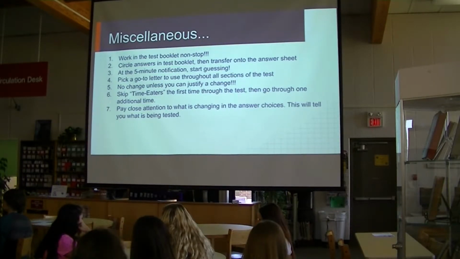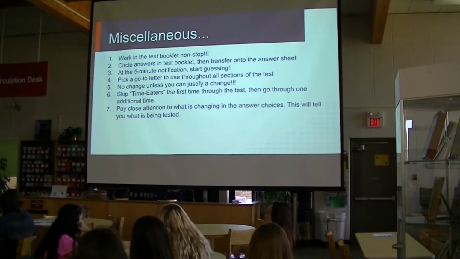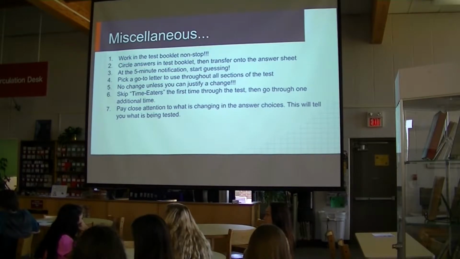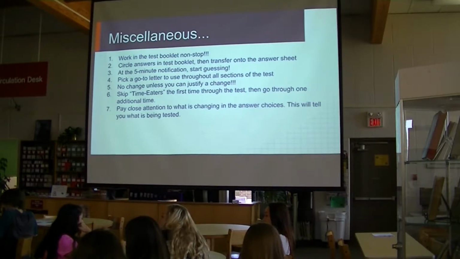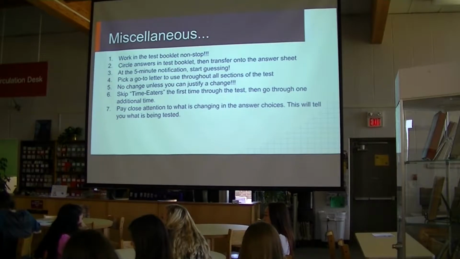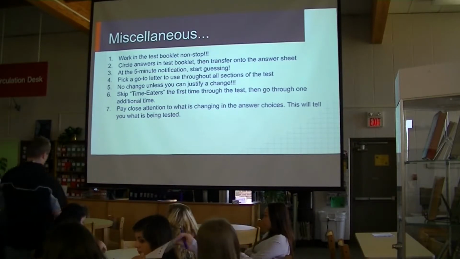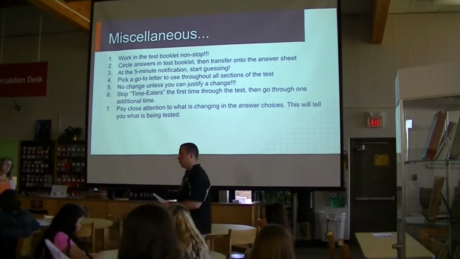All right, we're going to look at these in just a second. But number two, circle answers in the test booklet, then transfer onto the answer sheet. You can do this 5 at a time, or by passage. A lot of my students like doing it per passage. That's always a good tip to help you save some time. Don't answer all 70 questions and then transfer them; it goes more quickly if you answer and transfer in chunks.